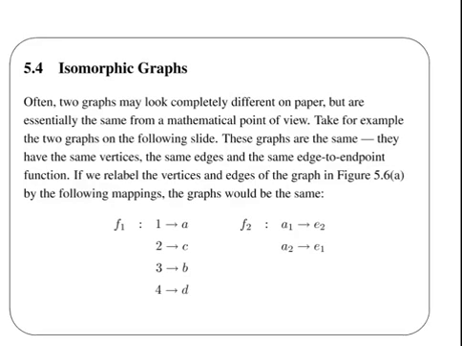Now, these graphs are the same. They have the same vertices, the same edges, and the same edge to endpoint function. So if we label the vertices and edges on the graph on the next slide by the following mappings, the graphs will be shown to be the same. So we have the vertices here and the edges here. We're going to show that the edges and the vertices correspond.